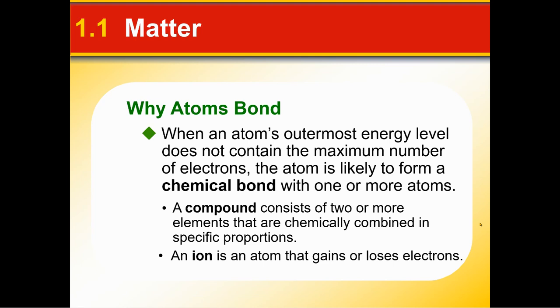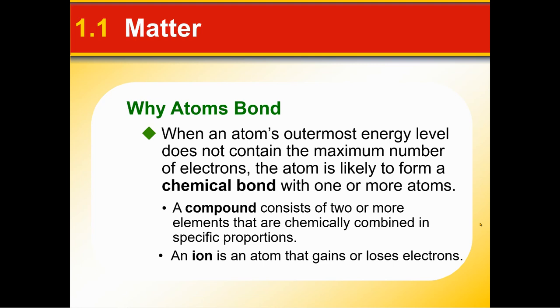Remember, atoms bond because they want 8 electrons in that outer shell. When an atom's outermost energy level does not contain the maximum number of electrons, the atom is likely to form a chemical bond with 1 or more atoms. A compound consists of 2 or more elements that are chemically combined in specific proportions. Remember, a compound has a fixed chemical formula.